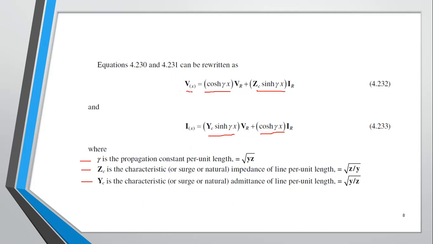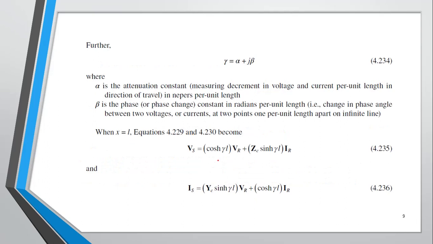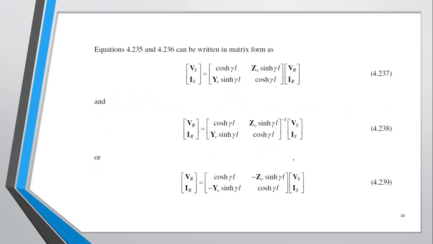This voltage is the sending end voltage, and this current is the sending end current. So the sending end voltage is equal to cosh(γL) times the receiving end voltage, plus Zc sinh(γL) times the receiving end current. This is the whole equation, and if we put in the A, B, C, D parameters, we can get two different equations for the sending end voltage and sending end current.